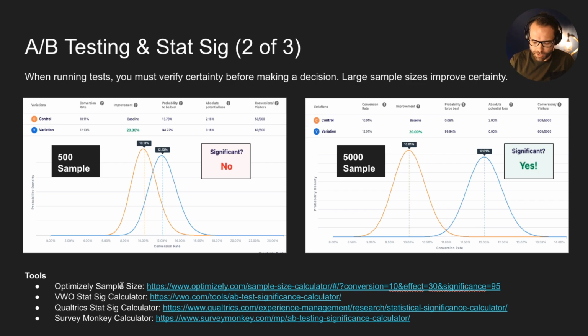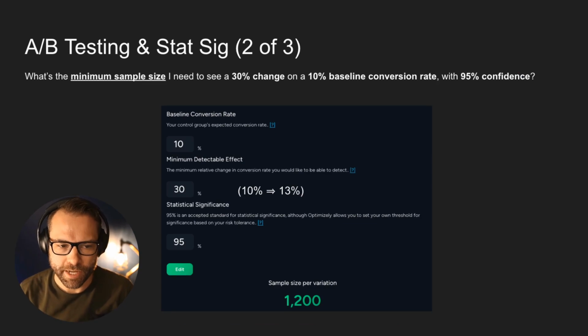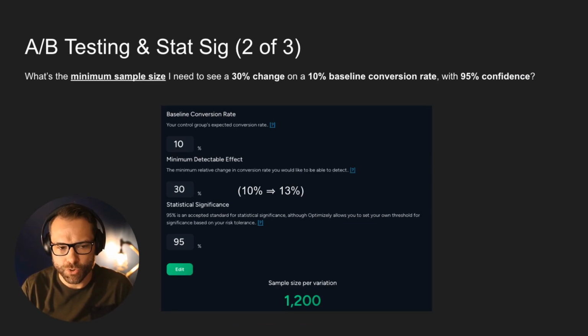The other one, which I'll talk about on the next slide, is essentially your minimum sample size. Optimizely has a really good tool for this, and these are fundamentally the characteristics that you need to identify. So the key question here is, what is the minimum sample size I need to see a 30% change on a 10% baseline conversion rate with a 95% level of confidence?